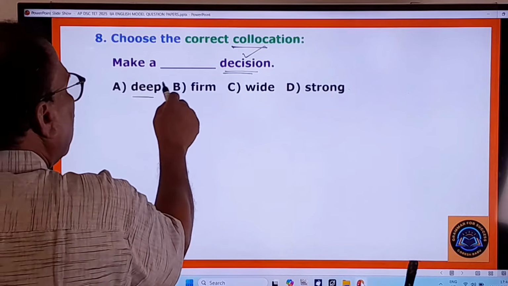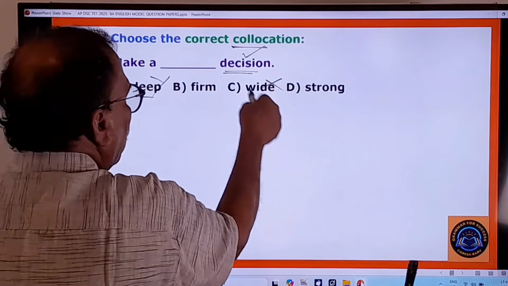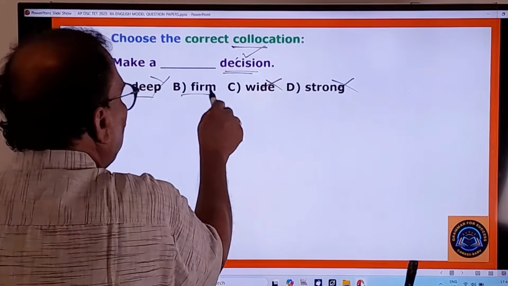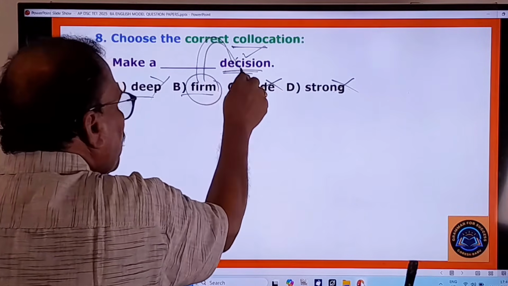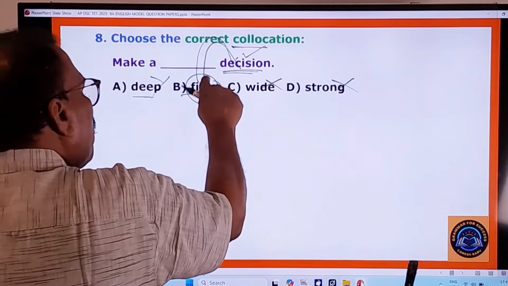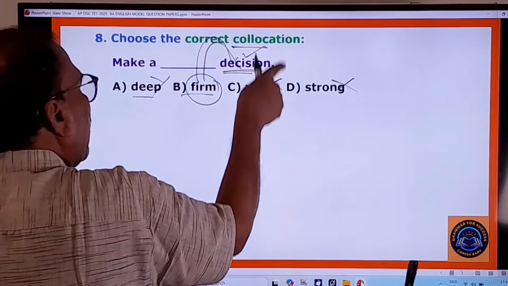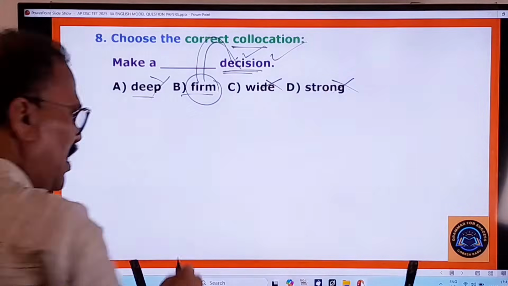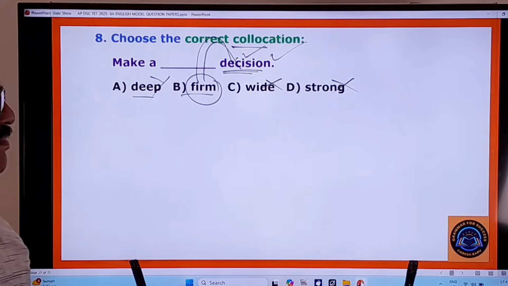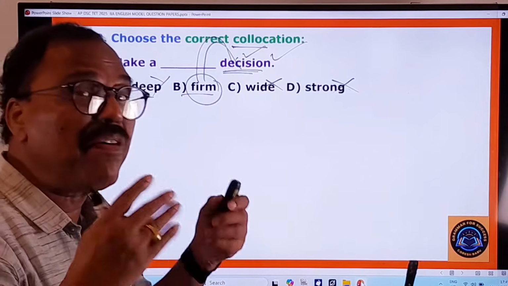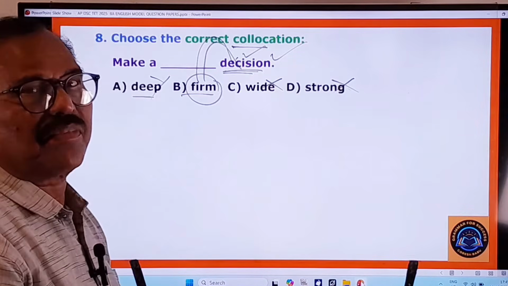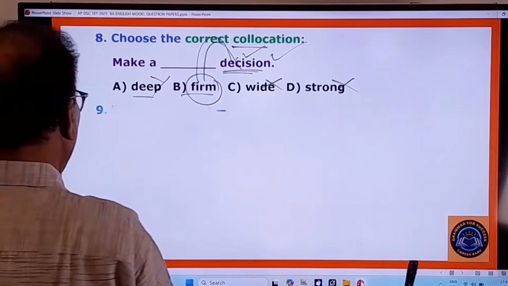Look at the given options. Deep, you cannot say deep decision, no. Wide decision, no. Strong decision, no. But firm decision. That means this firm is the word that goes with this decision, and this word can only make a collocation with this word decision. Okay, firm decision. Whenever you happen to take a decision, you must take a firm decision. Okay, right. You move on to the ninth question.